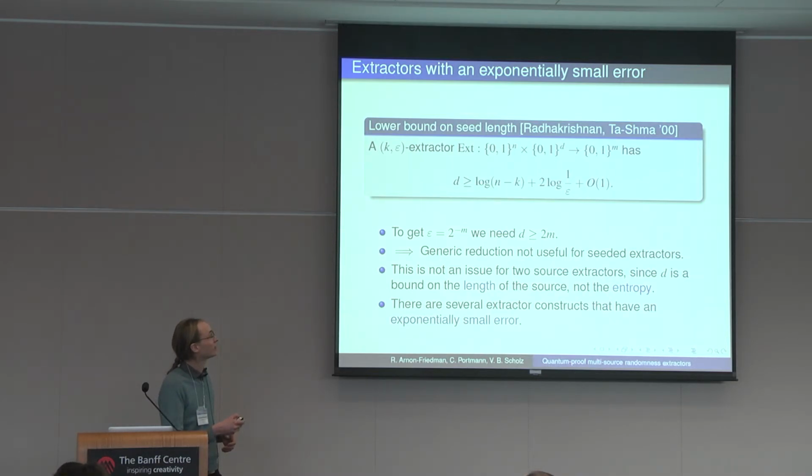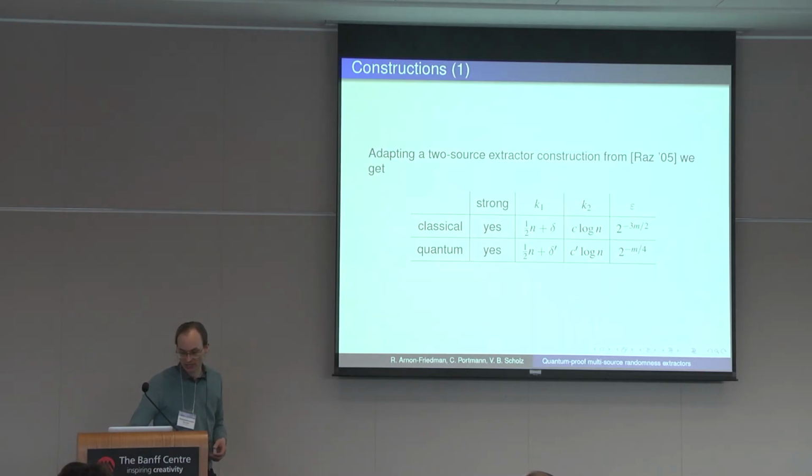So there are several extractor constructions which actually have an exponentially small error. So if we plug our result in there, we get a very good construction. I'll give you one example here. It's an extractor by Raz, and it requires one of the sources to have entropy at least n/2 plus some small delta, where n is the length of the source, and the other source just needs entropy logarithmic in its length. And it has this error which is exponential in m.